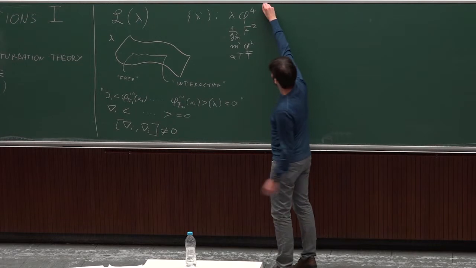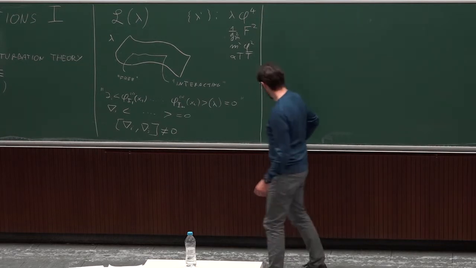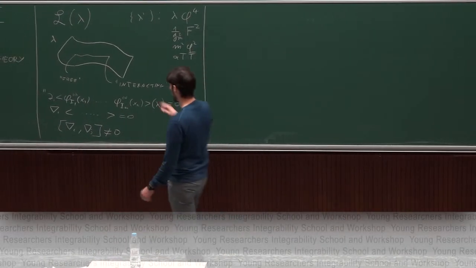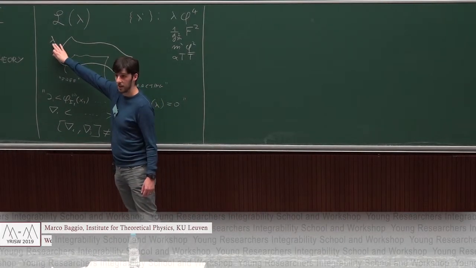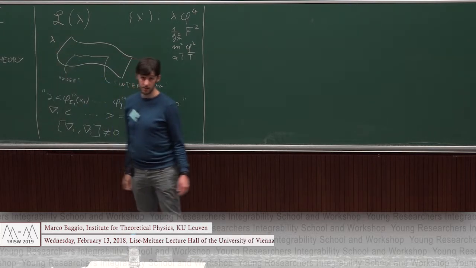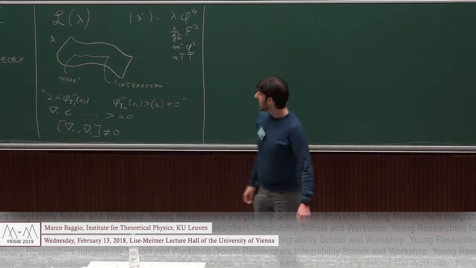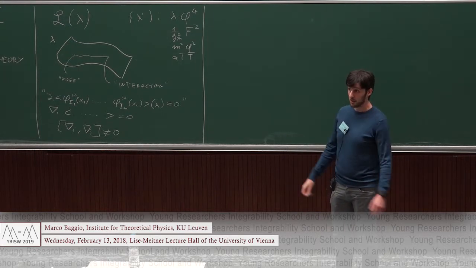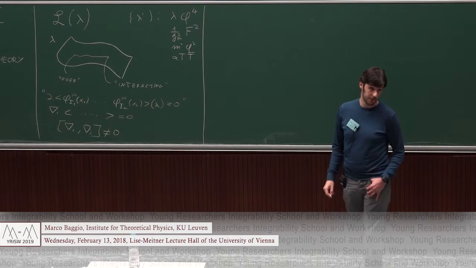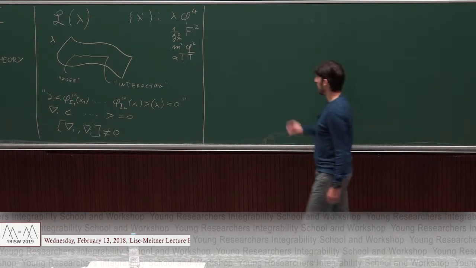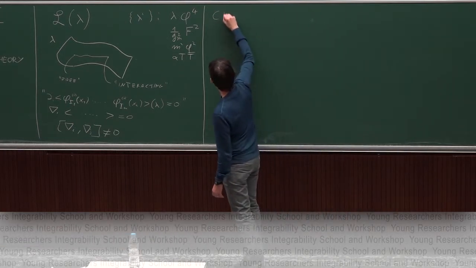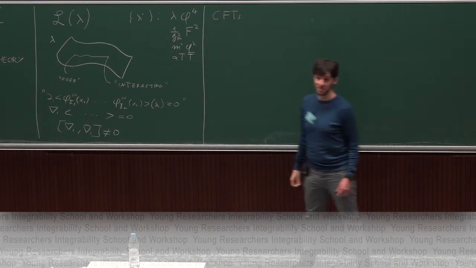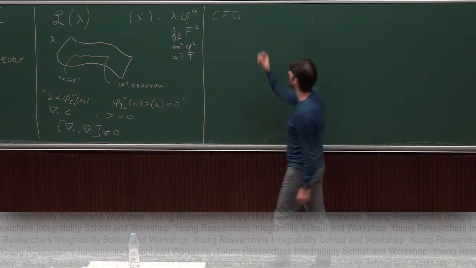Okay, so I have a few issues to sort out here. The most pressing issue is that I'm treating these parameters as just numbers. And I will solve this by only talking about exactly marginal operators. So first of all, I restrict my attention to CFTs, probably in 2 dimensions, since this is a course on 2-dimensional CFTs.